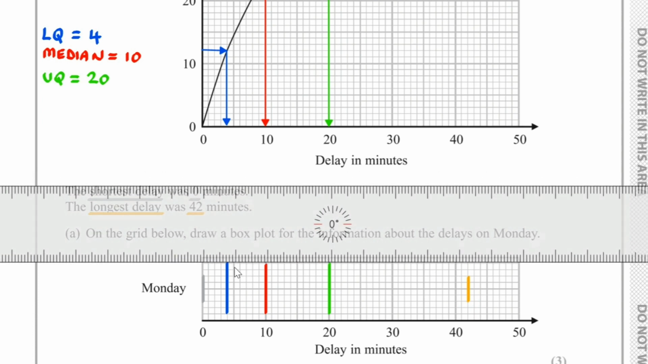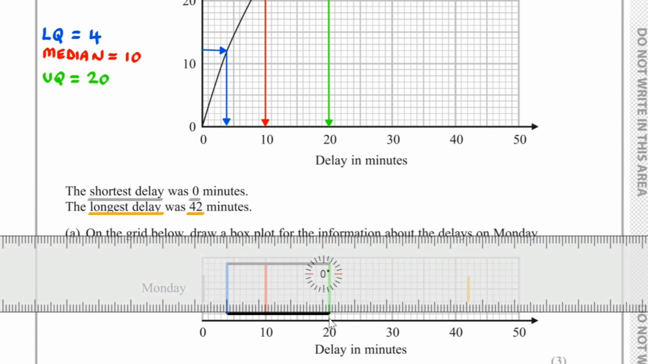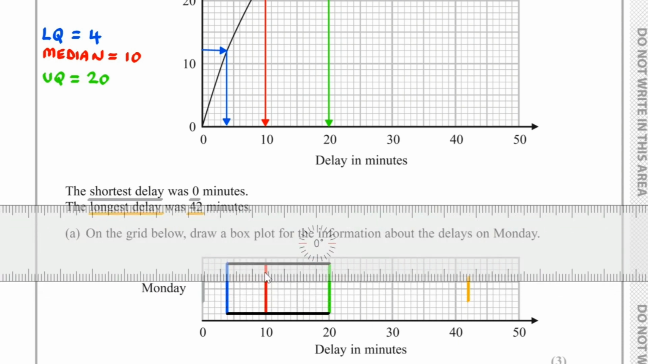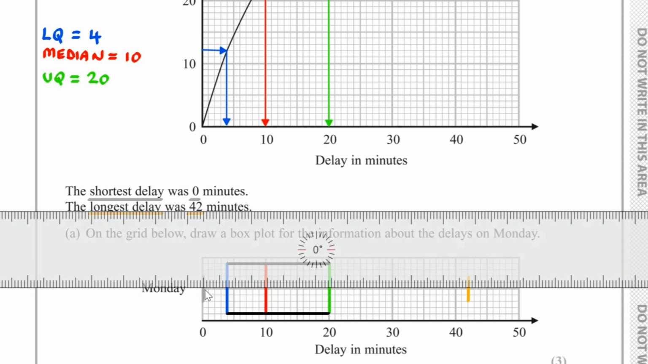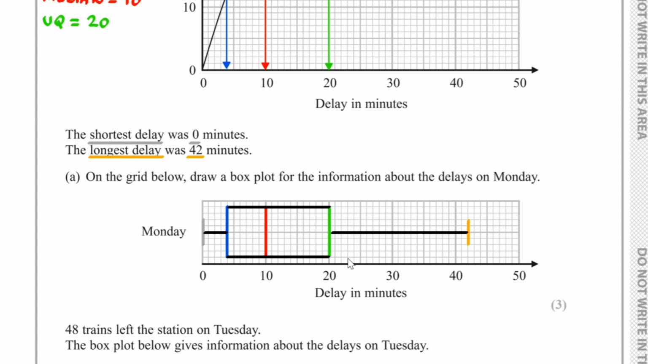So now we join all of these up like so, and then we join the quartiles like this, and here is our completed box plot.